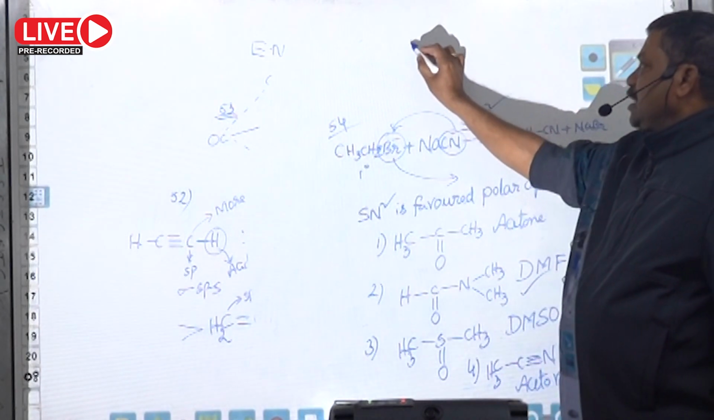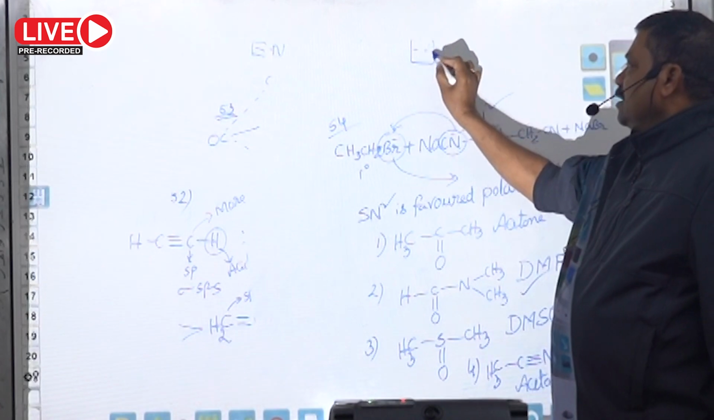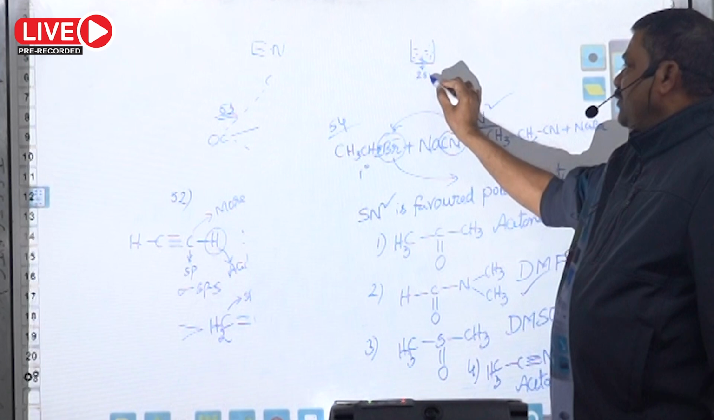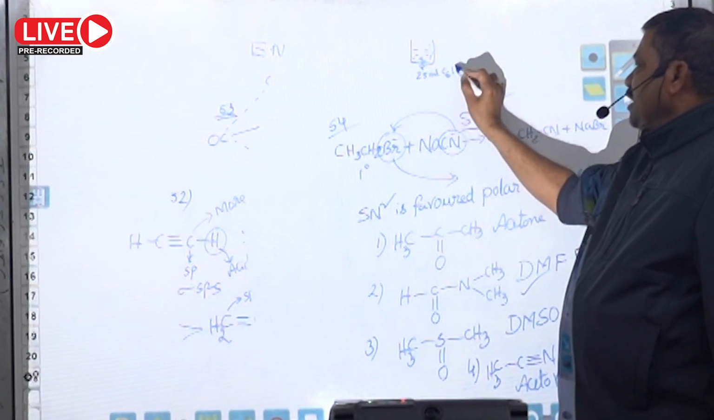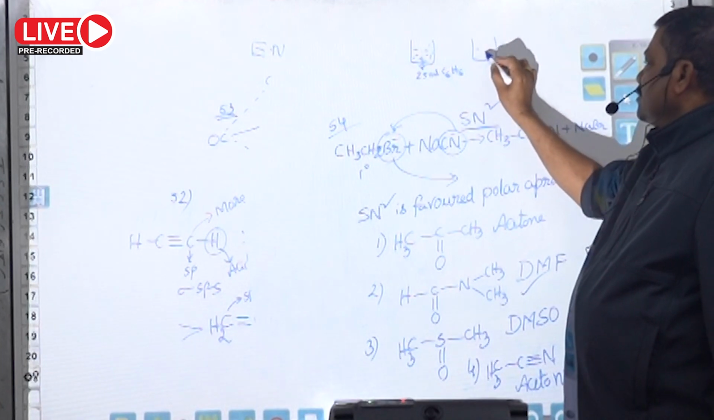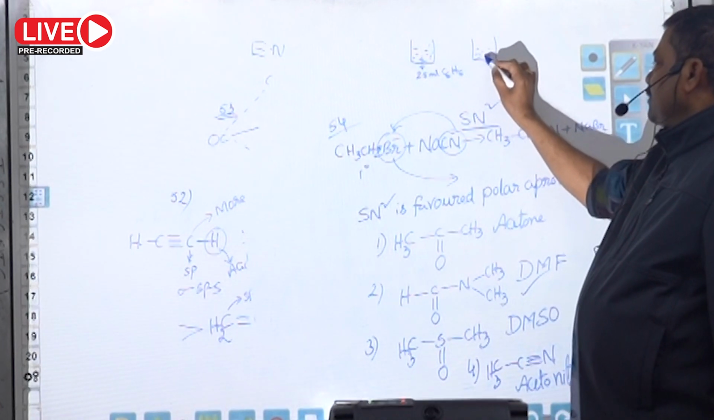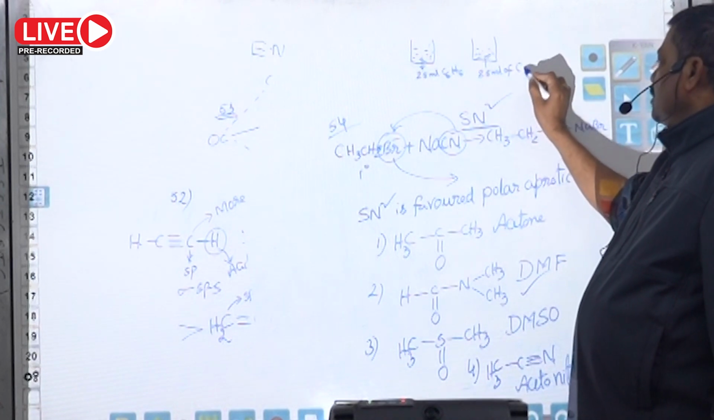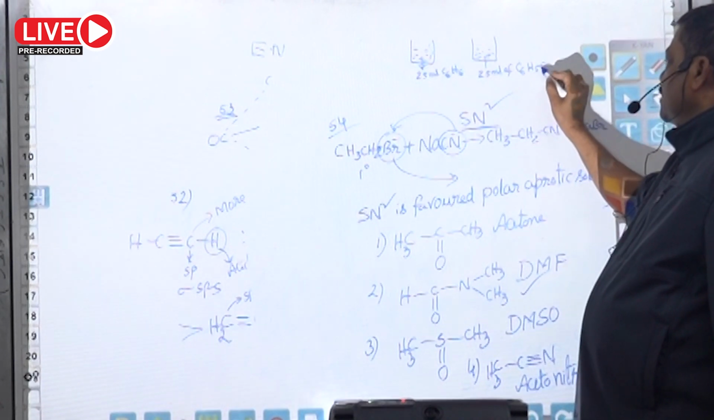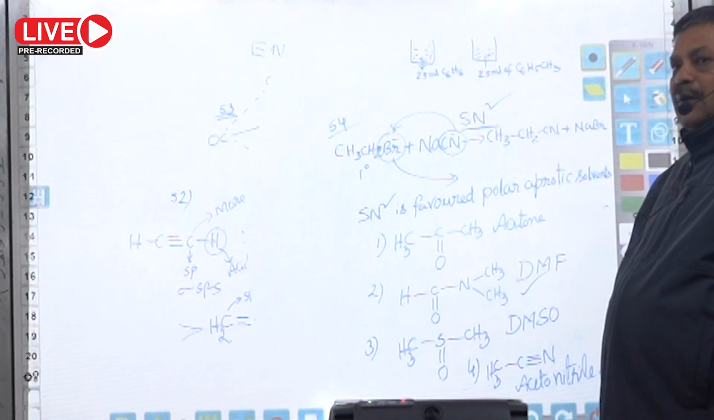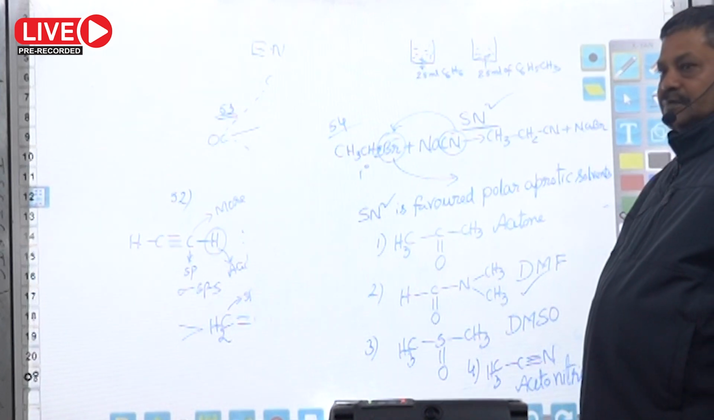So in case of an ideal solution, let us say 25 ml of benzene you are taking in one beaker, and in another beaker, 25 ml of toluene. Benzene and toluene may form an ideal solution.